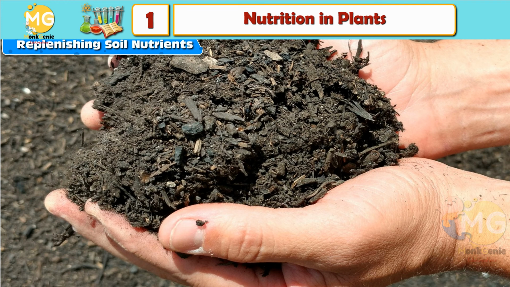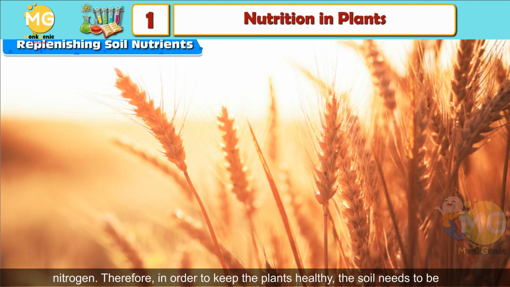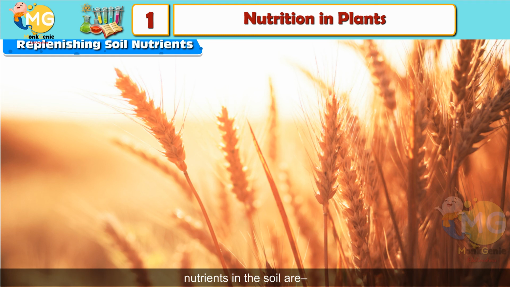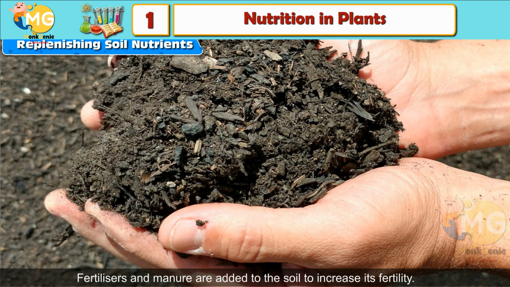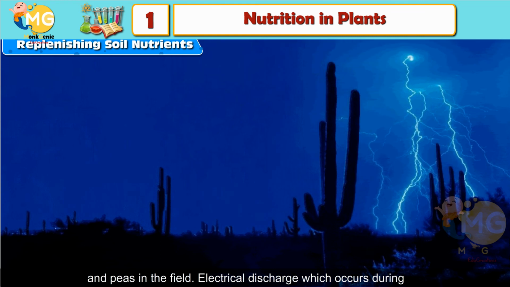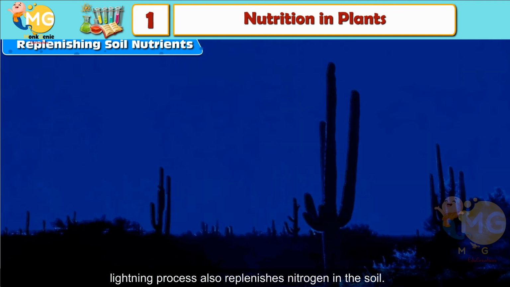Replenishing soil nutrients. Continually growing crops on the field makes it deficient in vital nutrients like nitrogen. Therefore, in order to keep the plants healthy, the soil needs to be enriched with these nutrients from time to time. Ways adopted to replenish nutrients in the soil are: fertilizers and manure are added to the soil to increase its fertility. Nutrients can be replenished in the soil by growing leguminous plants like gram and peas in the field. Electrical discharge, which occurs during lightning, also replenishes nitrogen in the soil.